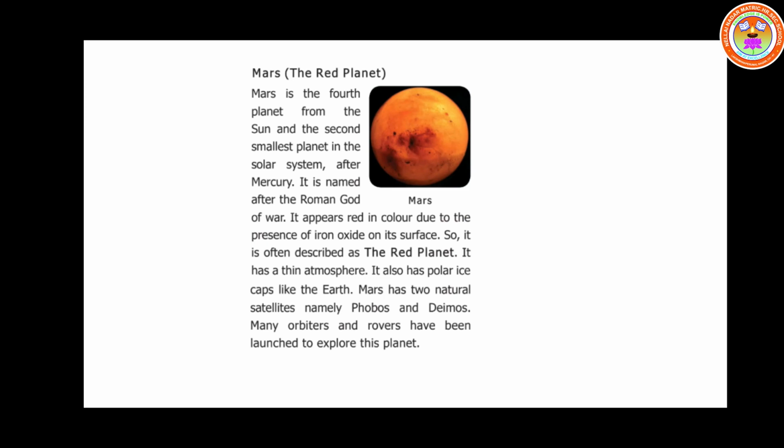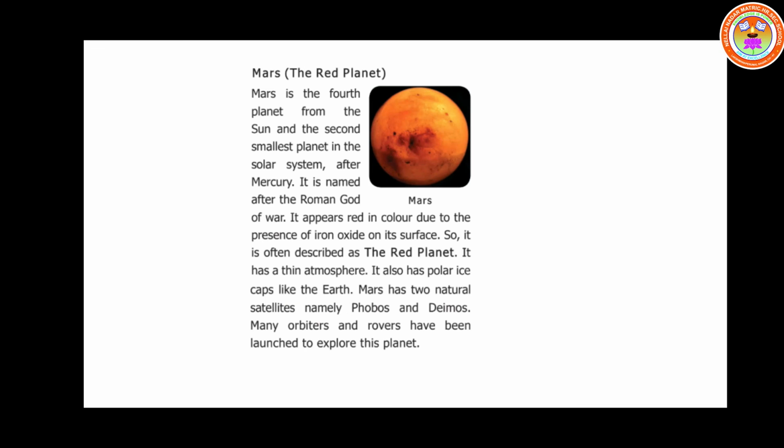It appears red in color due to the presence of iron oxide on its surface. If you see the picture, you can understand very well. So it is often described as the red planet. Do you understand why this name is called? It has a thin atmosphere. It also has polar ice caps like the Earth.